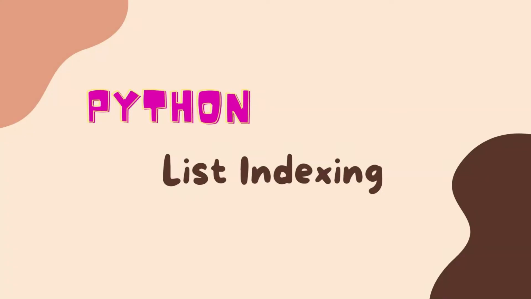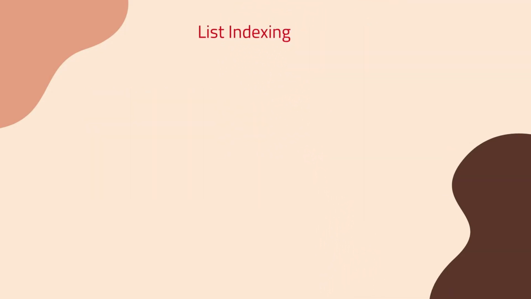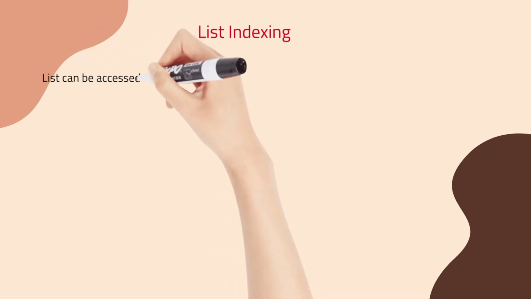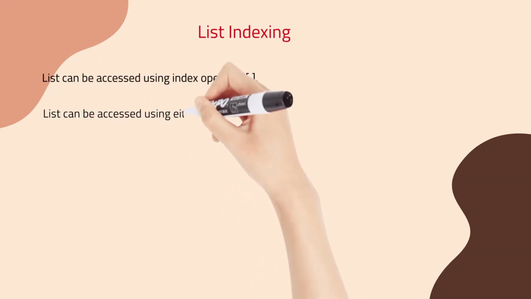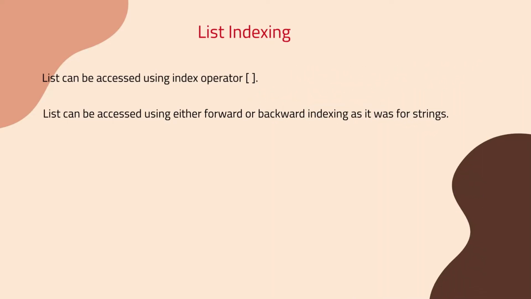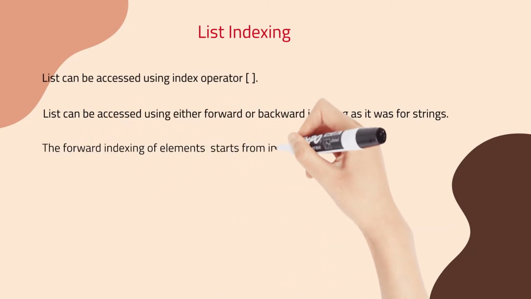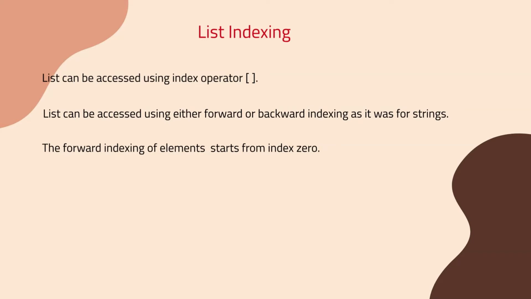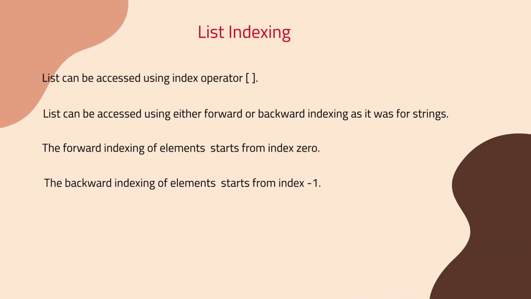In this video, we will discuss indexing in a list. We can access the list using the index operator. A list can be accessed using either forward or backward indexing, as we have seen for strings previously. The forward indexing of elements starts from index 0. The backward indexing of elements starts from index -1.